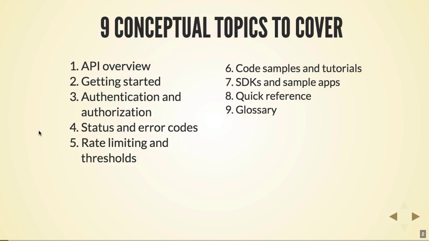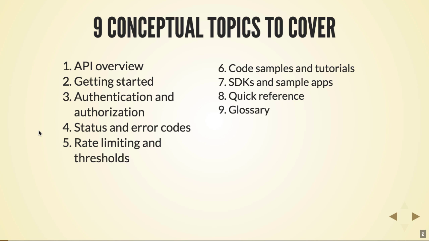What is all this stuff? Well, there are at least nine core conceptual topics to cover. Actually, at least eight that are very specific to API docs, and one that I think is just a best practice. But almost all API docs have these, or they should have them: an API overview, getting started, authentication and authorization, status and error codes, rate limiting and thresholds, code samples and tutorials, SDKs and sample apps, quick reference, and glossary. And we're going to go through each one of these.